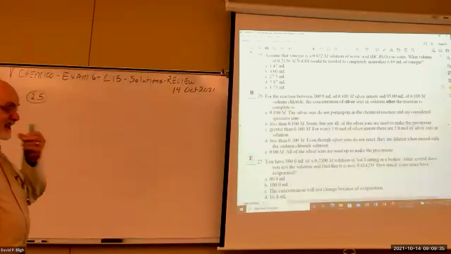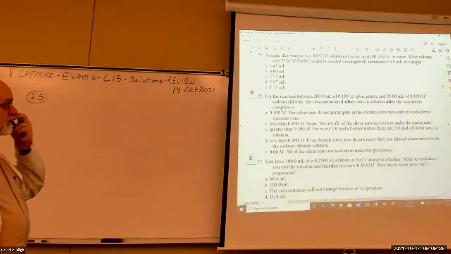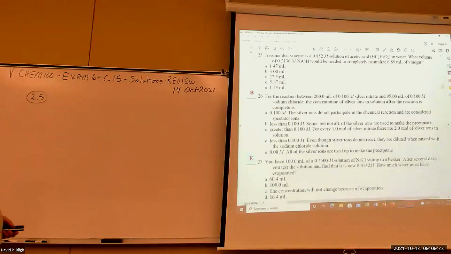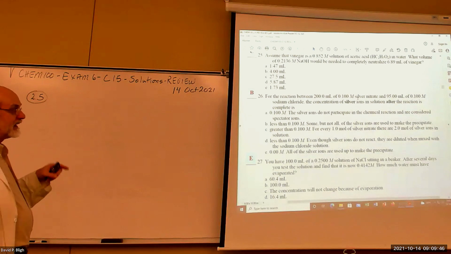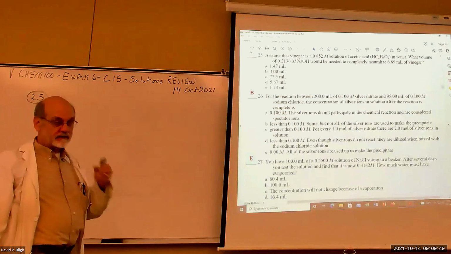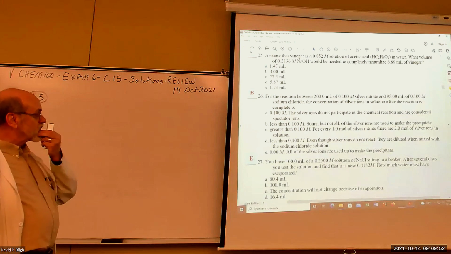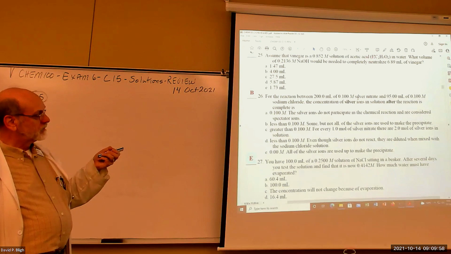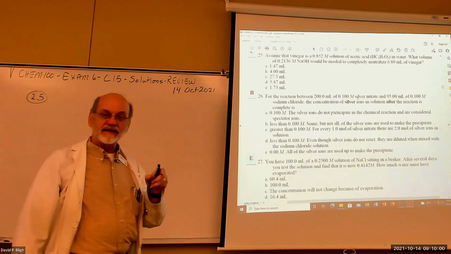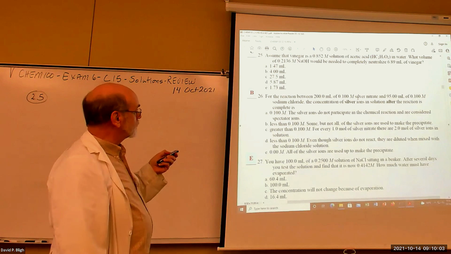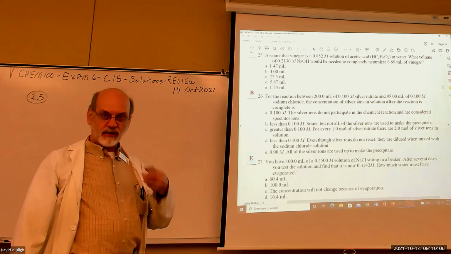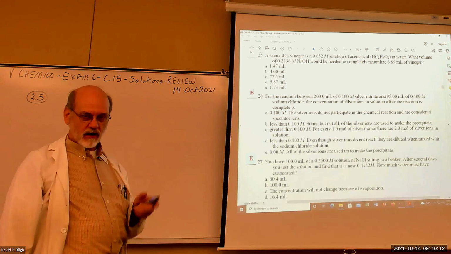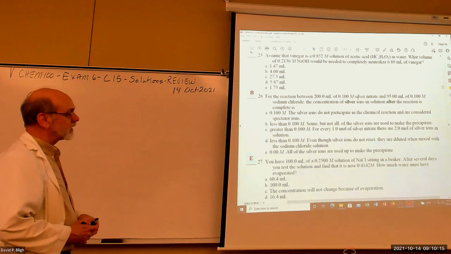Assume that vinegar is 0.852 molar solution of acetic acid. What volume of 0.2136 molar sodium hydroxide would be needed to completely neutralize 6.89 milliliters of vinegar? In this one, notice that vinegar has 1 proton per molecule. So its molarity and normality are equal. Sodium hydroxide has 1 hydroxyl per molecule. So its molarity and its normality are equal. So we can use that expression.